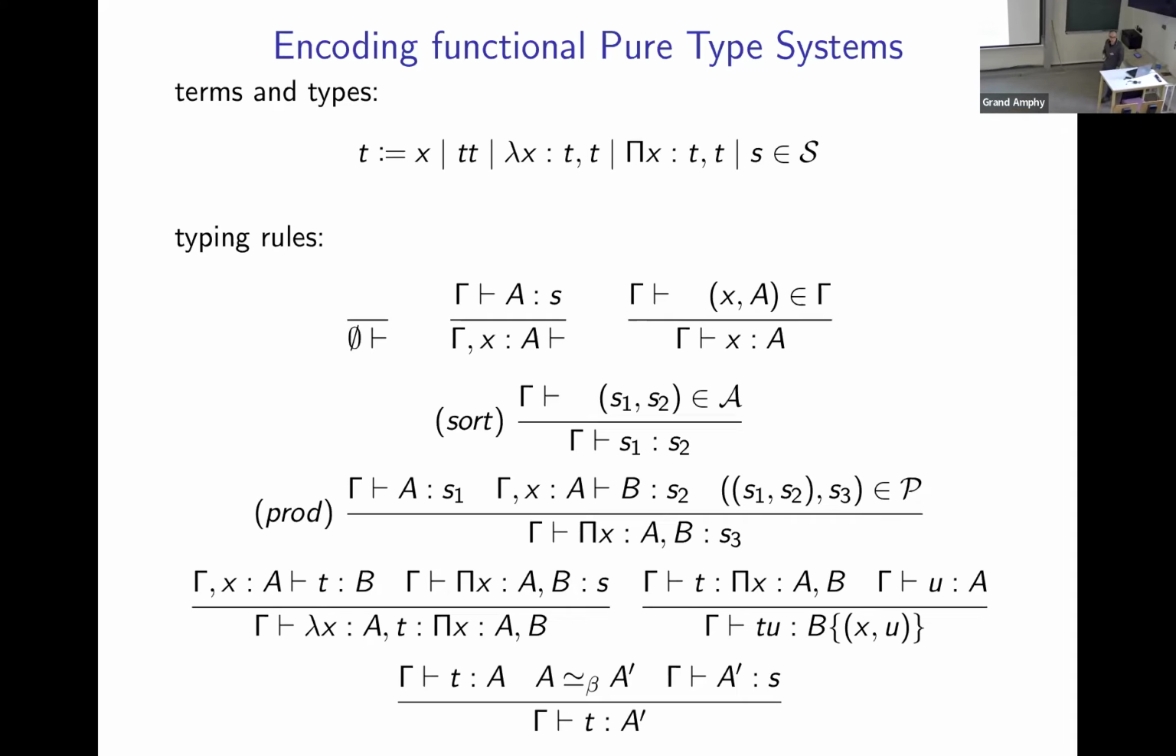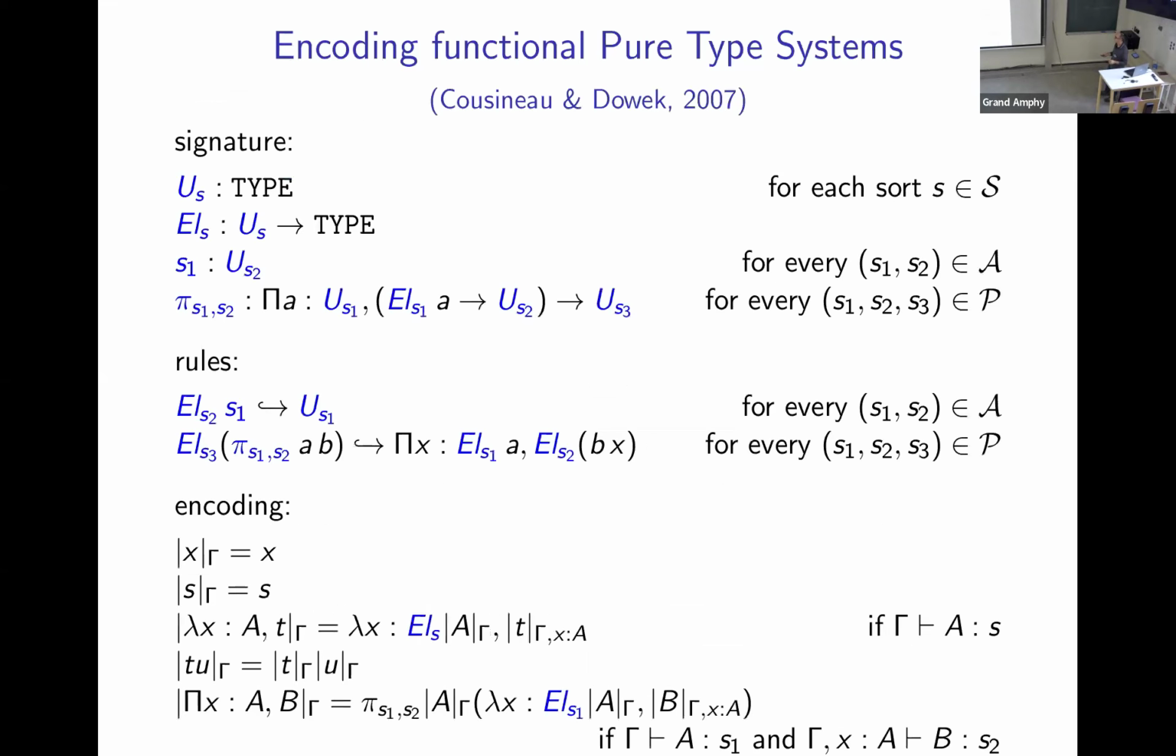Now, how to encode this in the lambda pi calculus? We are going to use the same trick as before, using these functions that interpret type codes into types. And so the encoding is as follows. For each sort, we are going to introduce a type to represent terms of that sort, and a function that is going to interpret those elements as types.